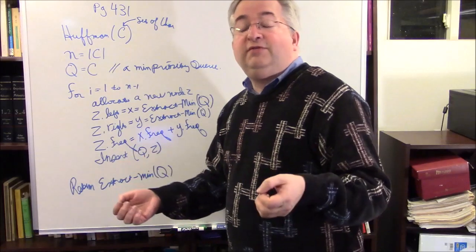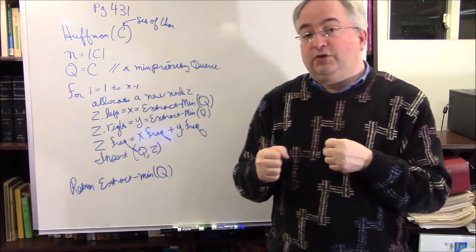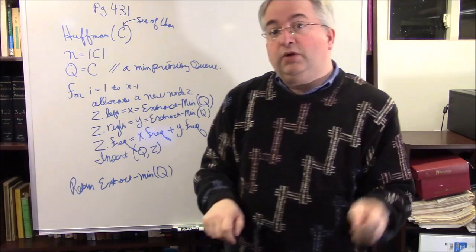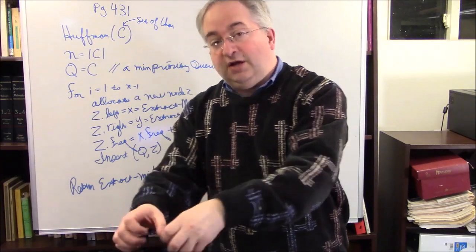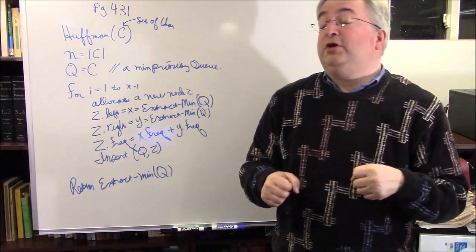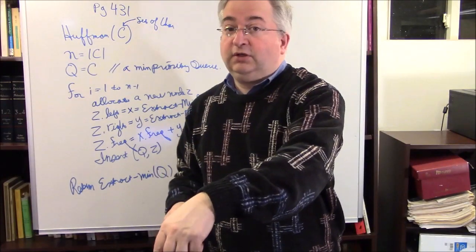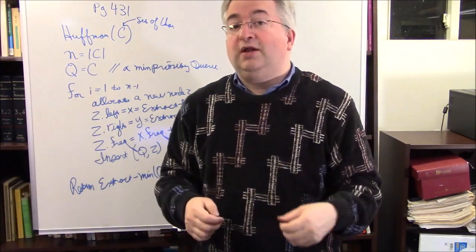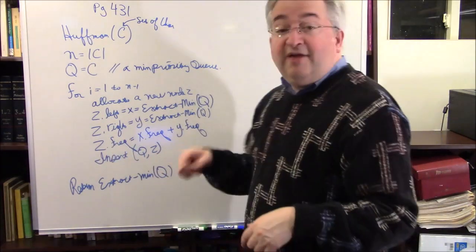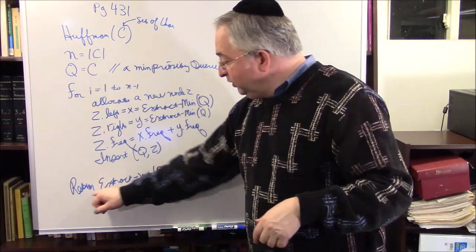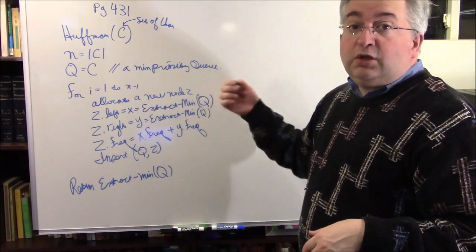So you're going to start off with, let's say, 15 characters. You're going to pull out 2 of them, you're going to have 13. Put them together in a new node, put it back into the min queue, so you're going to have 14. You pull out 2 of them, you're going to have 12. Put them together, put them back, you're going to have 13. Pull out 2, 11. Put one back in, 12. You're going to go down until you have one thing left. Return extract min Q. And then you can build your code based on that.